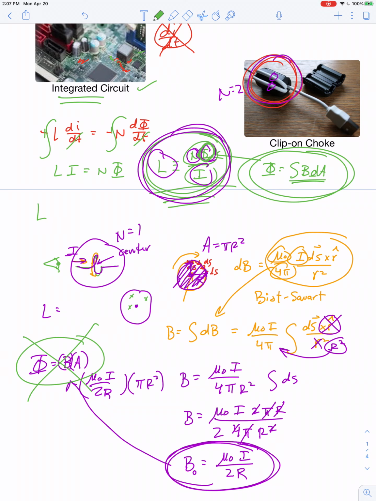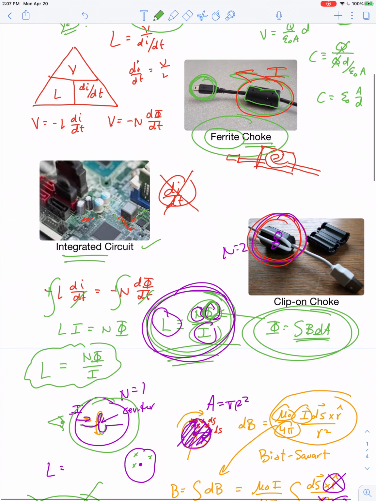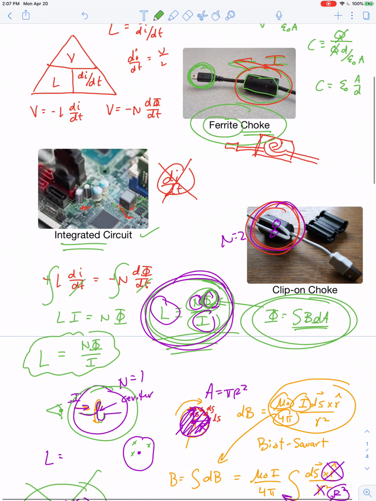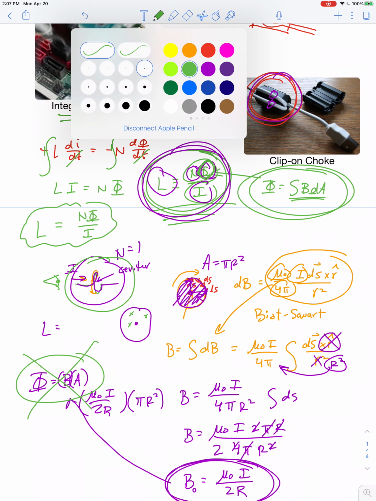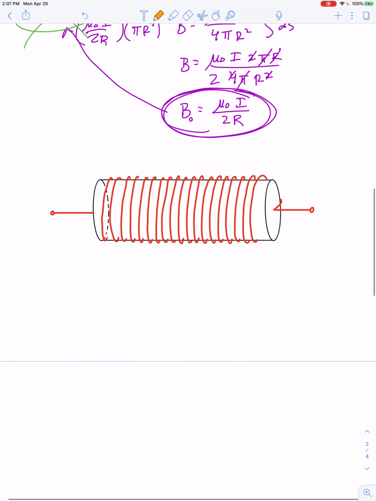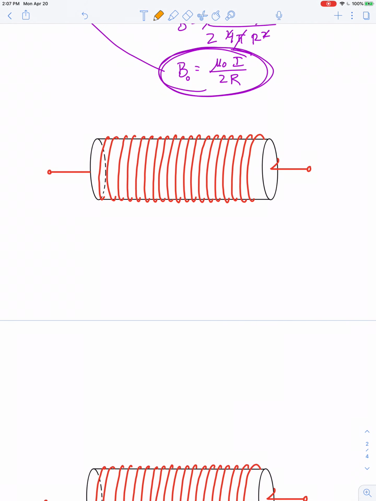So in general, we'd like to be able to say that L equals N phi over I as a way to derive an inductor maker's equation. But in the case of a single loop of wire, it's not so easy. However, the title of this is the inductance of a solenoid. We want to find what's the inductance of several tightly packed loops. And that ends up being very doable when we use an equation of this form. So let's start with a picture of an inductor as opposed to a single loop.